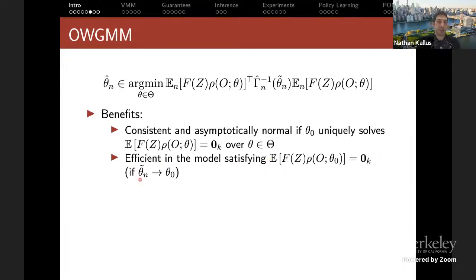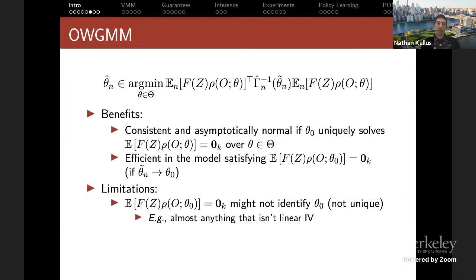As long as our initial estimate is consistent, which we can always ensure by just running GMM and plugging it into optimally weighted GMM. So that's great. It gives us everything we want: consistency, asymptotic normality, and efficiency. But it has a lot of limitations. One is that the assumption that theta naught uniquely solves this is pretty big. We were already not sure if it really solves the conditional moment problem uniquely. In other words, it might not identify theta naught.